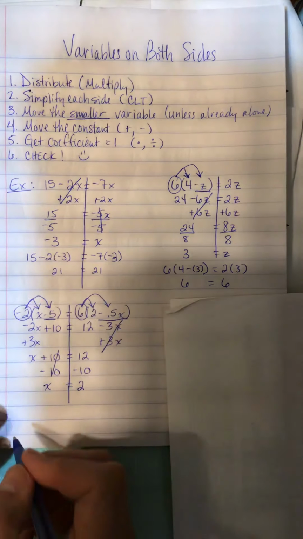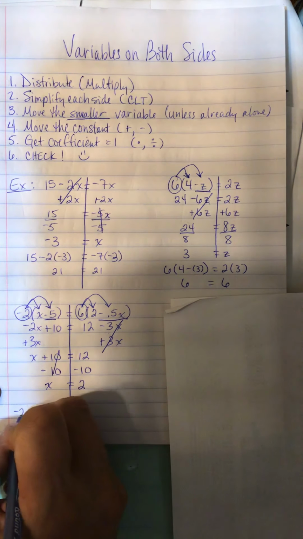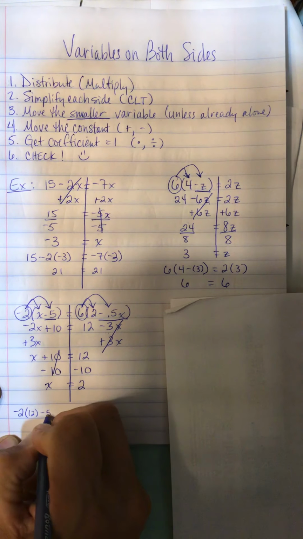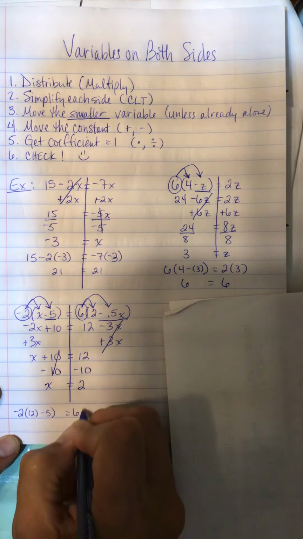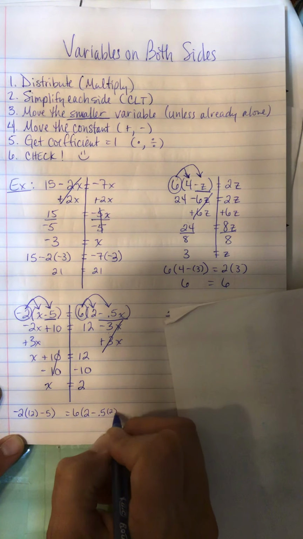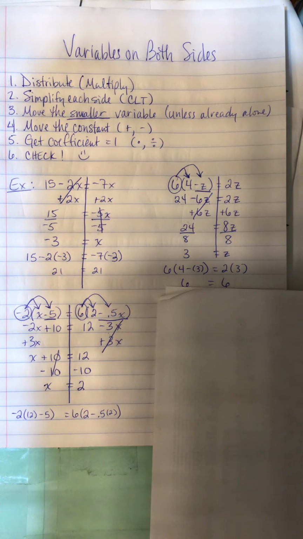So let's do our check. Substitute in negative 2 times the quantity of 2 minus 5 equals 6 times the quantity of 2 minus 0.5 times x. And if you substitute it into your calculator, it is going to work out.